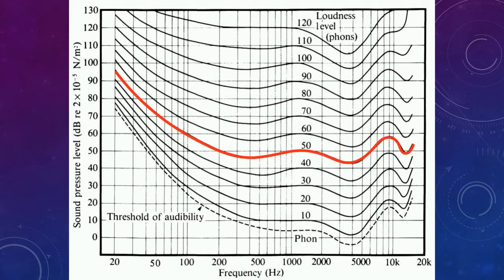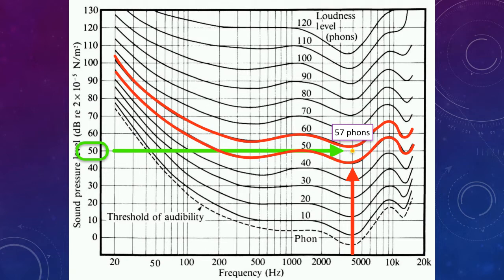Let's look at the 50 fon line. At 1000 Hertz, it crosses the 50 dB line. That means a 50 dB 1000 Hertz tone will have a loudness of 50 fons. Now, let's follow the 50 dB line over to 4000 Hertz. That point is between the 50 and 60 fon line at about 57 fons. That means a 50 dB 4000 Hertz tone will sound 7 fons louder than a 50 dB 1000 Hertz tone.